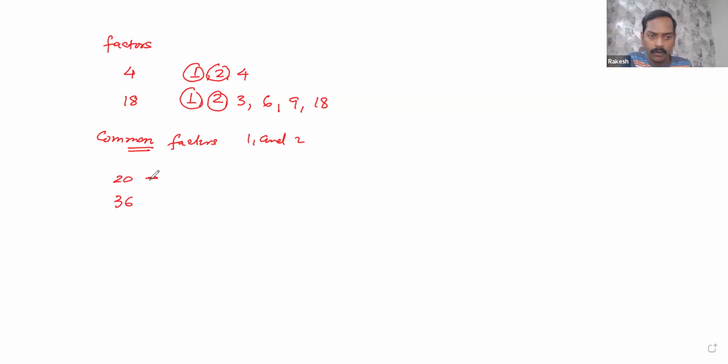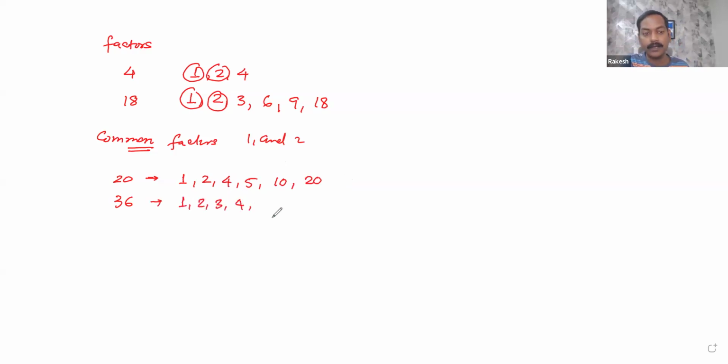The very first thing is that we have to write all the factors of 20. I'll start with 1. 1 divides 20. 2 is a factor. 3 is not a factor because 20 doesn't appear in the table of 3. 4 is a factor, because 4 into 5 is 20. Then 5 is a factor. 6, 7, 8, and 9 are not factors, but 10 is a factor. Other than this, 11, 12, 13, etc. will not be factors. Immediately, it will be 20. So how many factors are there? There are 6 factors.